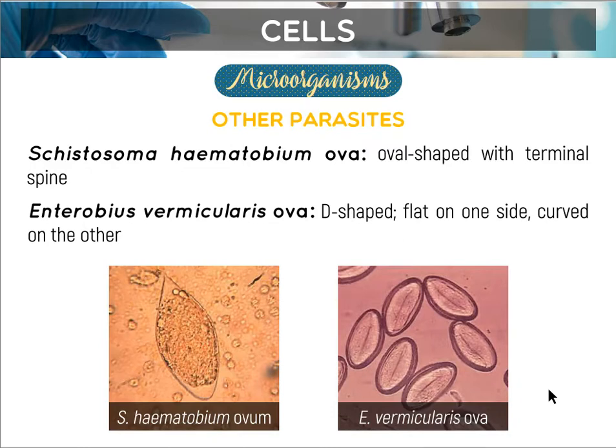Let's proceed with your other parasites. Next up we have your Schistosoma haematobium, your oval shape with terminal spine, okay? And then lastly your Enterobius vermicularis ova, or your D shape.